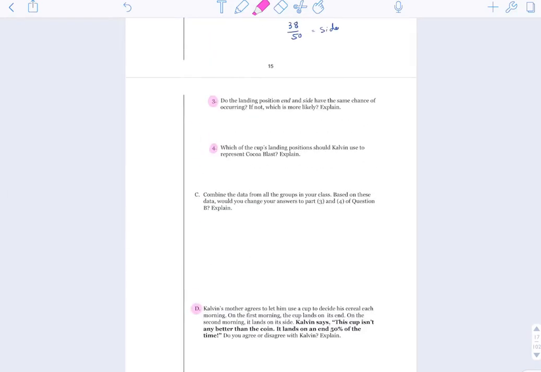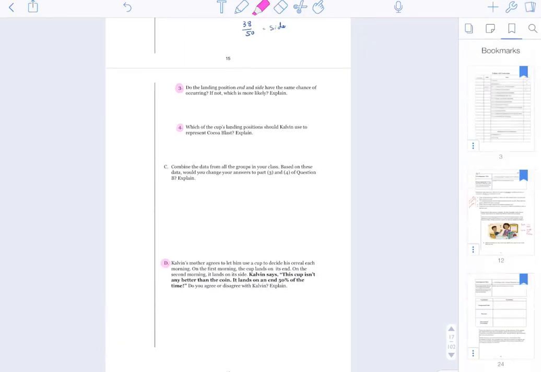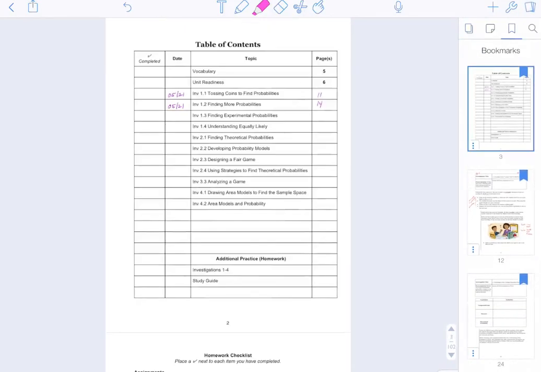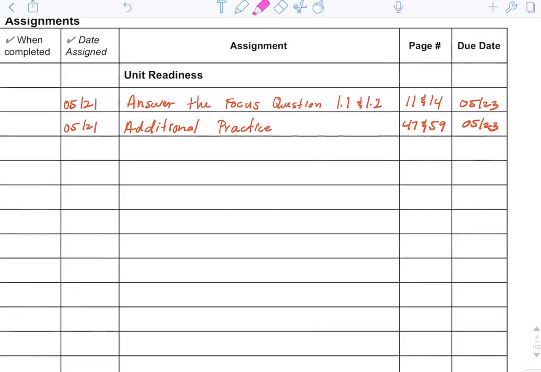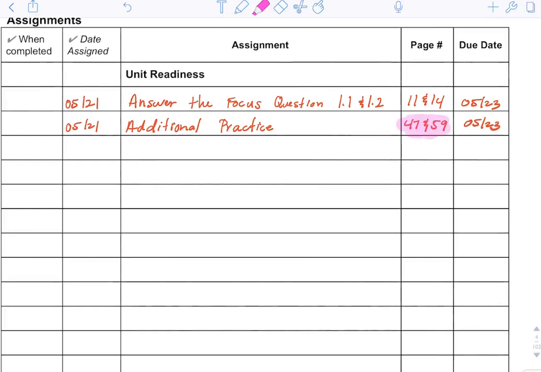Once you're done with questions 3, 4, and D, you can go back to your homework assignments, which is on pages 47 and 59, and 11 and 14. You should answer those 2 focus questions.